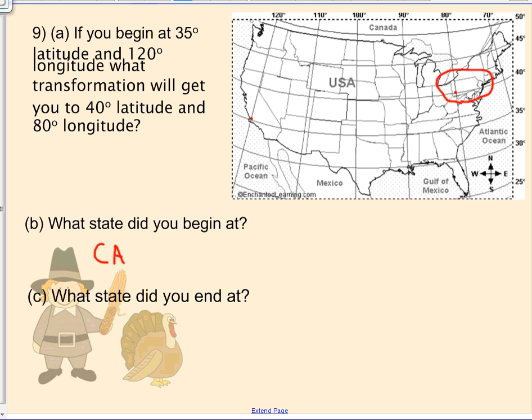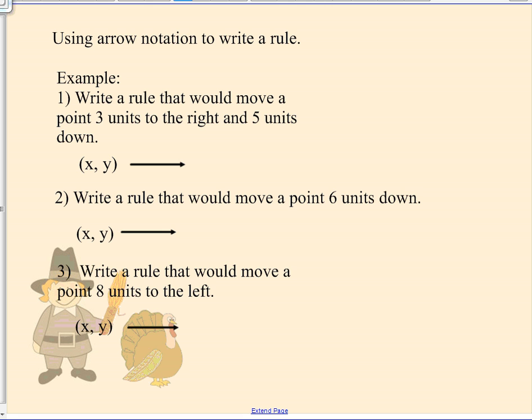Okay, all right. The last part of this lesson today, I know this is long, is using arrow notation to write the rule. This is a really good way to figure out how to write this information. So we have write a rule that would move a point 3 units to the right and 5 units down. In order to do that, you would say, all right, well, I'm going from x, y, whatever point that is, and we're going to the right 3, positive 3, and down 5, so you're doing negative 5.